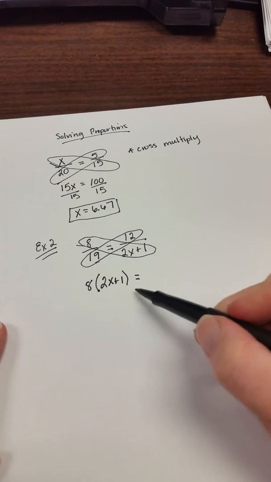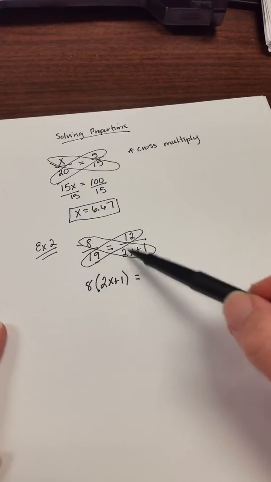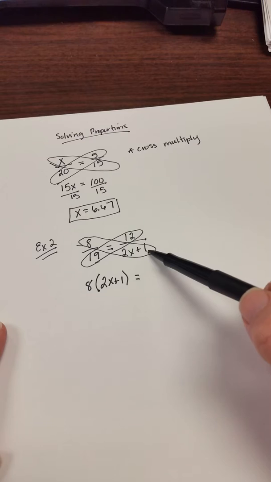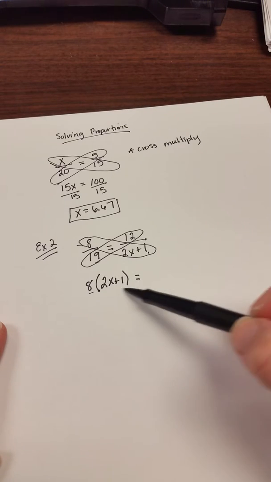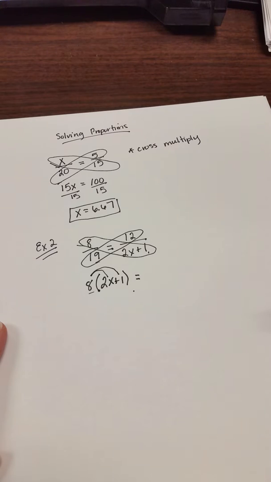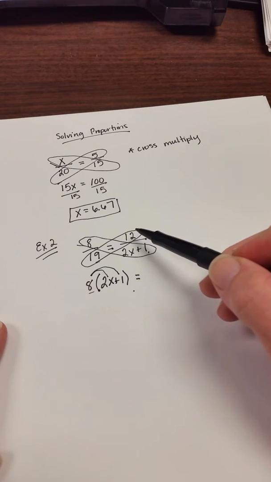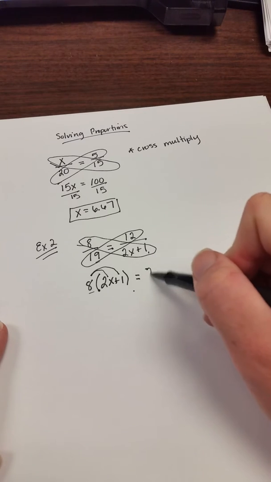If you don't write this out, I have a lot of students that will just try to multiply on their own. And they'll do 8 times 2x, and they'll get the 16x, but then they'll forget about distributing the 8 to the 1. Write it out so that you can draw both of your rainbows and make sure you distribute all the pieces. Go ahead and multiply this 19 times 12, and when you multiply that, you get 228.